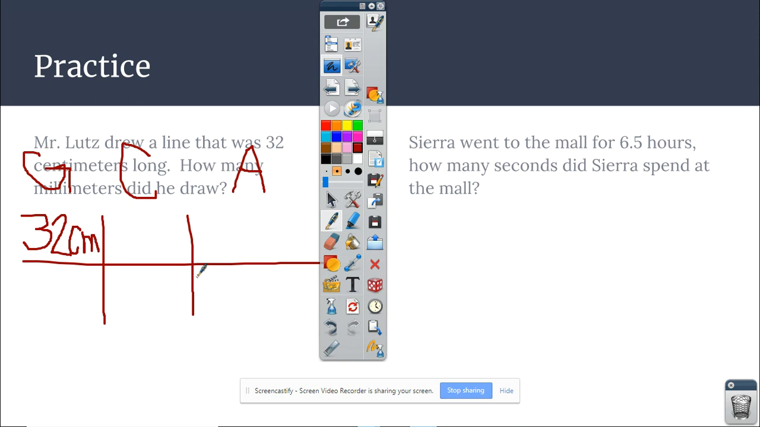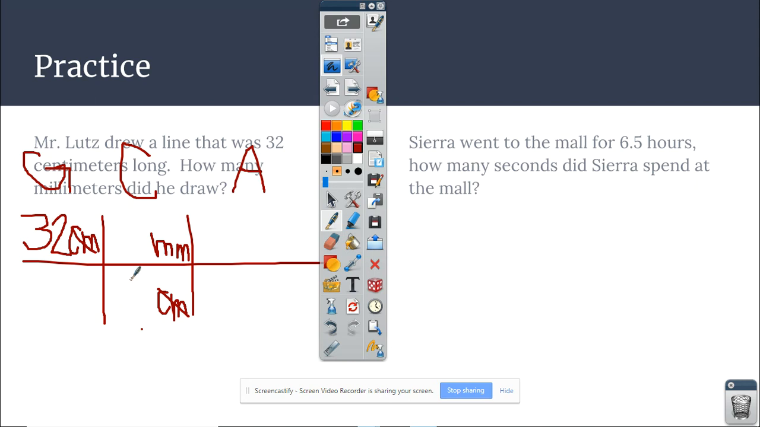So if we're trying to get rid of centimeters and turn them into millimeters, our centimeters, we're getting rid of them. So we have to put our centimeters diagonal from our other centimeters, and we're converting to millimeters. So my millimeters are going to be on top. Okay, so now I know that my centimeters can cancel out, and I will cross them out.